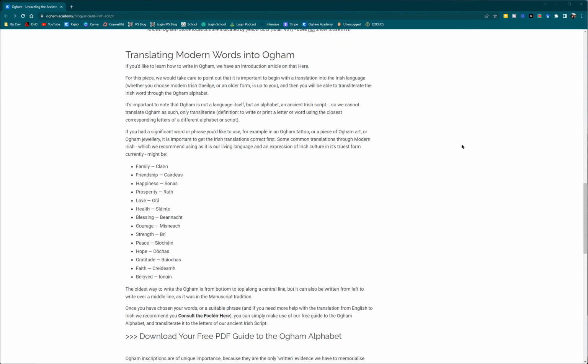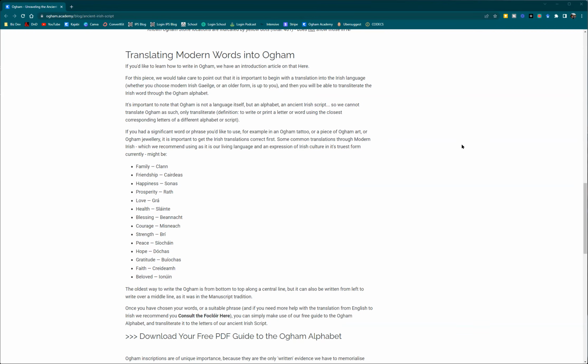For this piece, we would take care to point out that it is important to begin with a translation into the Irish language, whether you choose to use Modern Irish Gaeilge, or an older form of the Irish language, is up to you. And then you will be able to transliterate the Irish word through the Ogham alphabet. It's important to note that Ogham is not a language itself, but an alphabet, an ancient Irish script. So we cannot translate Ogham as such, only transliterate.